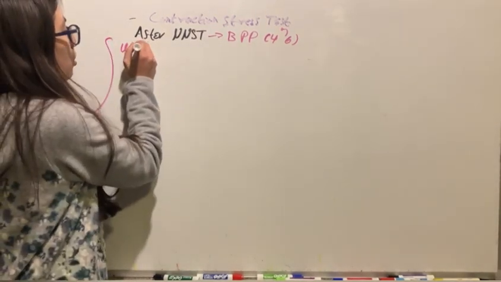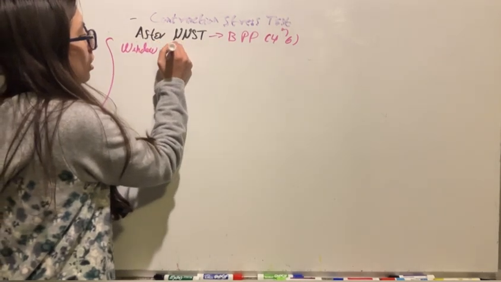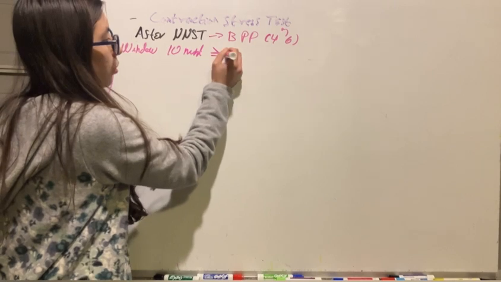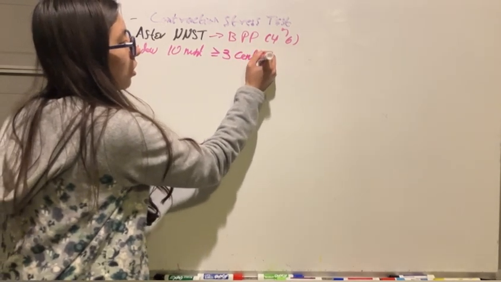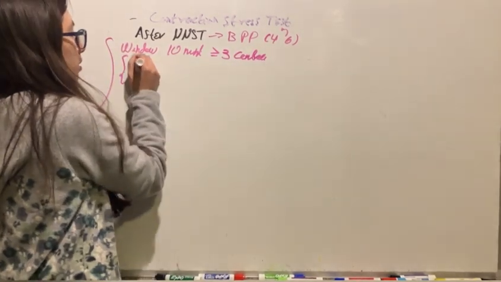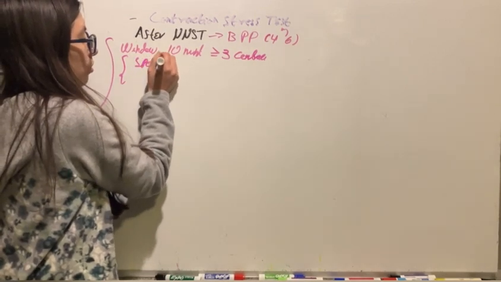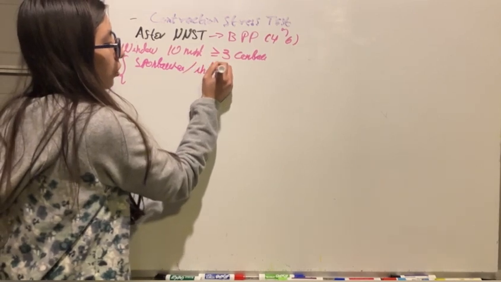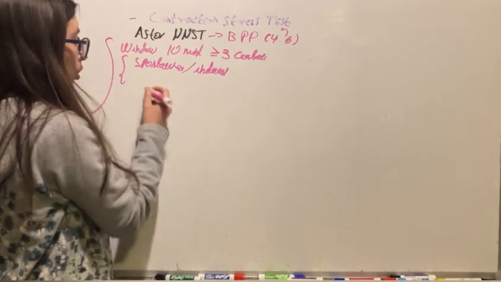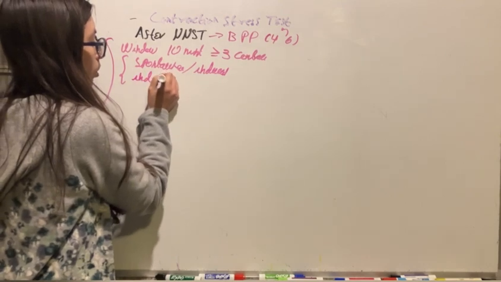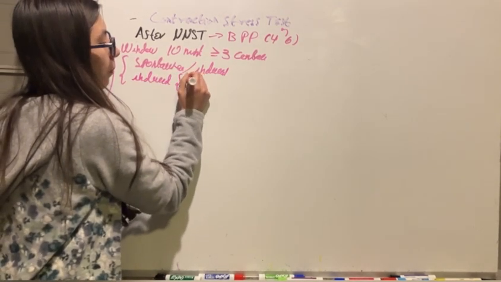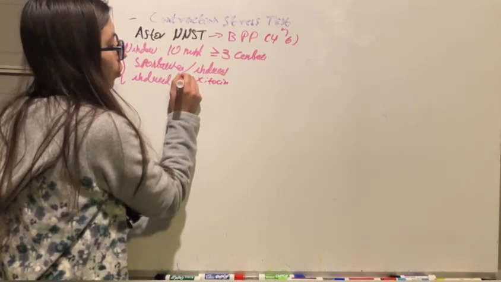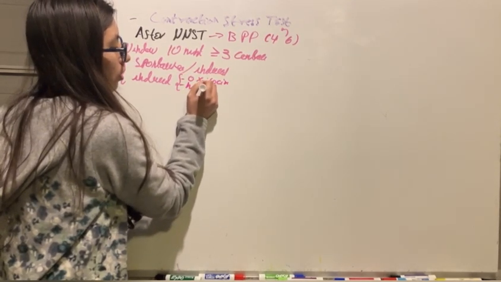during a window of 10 minutes. We need to have at least 3 or more contractions. Either these could be spontaneous contractions, or these can be induced contractions. If these are going to be induced contractions, this could be with oxytocin or with nipple stimulation.